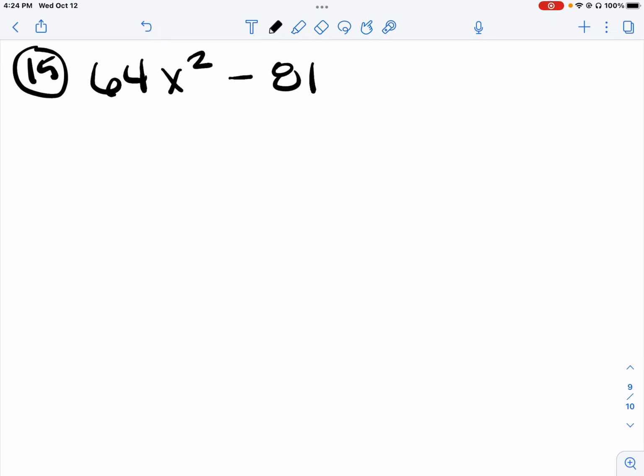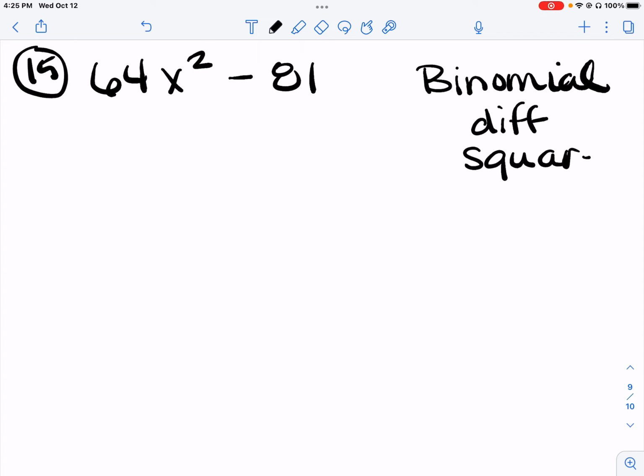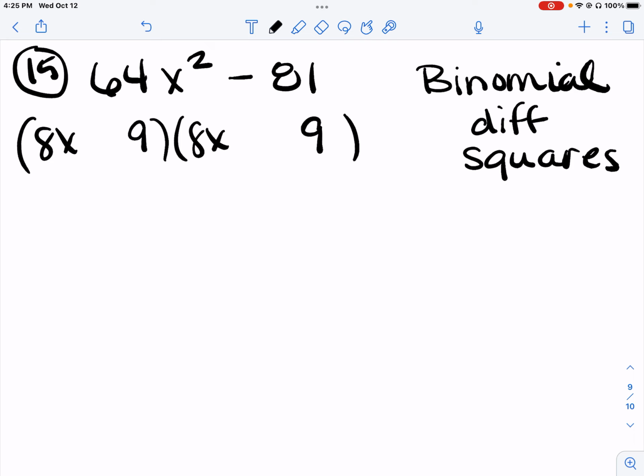Okay, on 15, this is a binomial because it's 2. It's a difference because it's subtract, and they're squares because they're those special numbers. So 64x squared is 8x. 81 is 9 times 9. To multiply to a negative, positive times a negative.